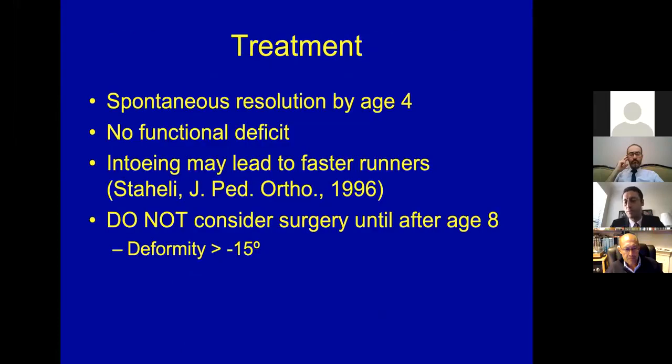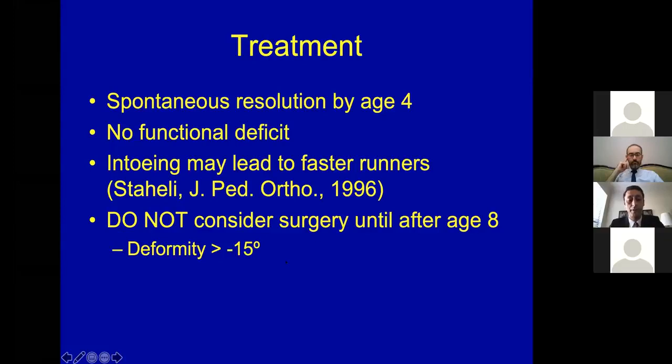And for the treatment, most of the time you don't have to do anything. Spontaneous resolution is the outcome in the majority of patients, by the age of 4, with no functional deficit. Some people say it's an advantage, that it can make the kid faster in running, but most of the time it compromises the kid's activity. And that's why the parents present to the orthopedic surgeon to do something for the deformity.